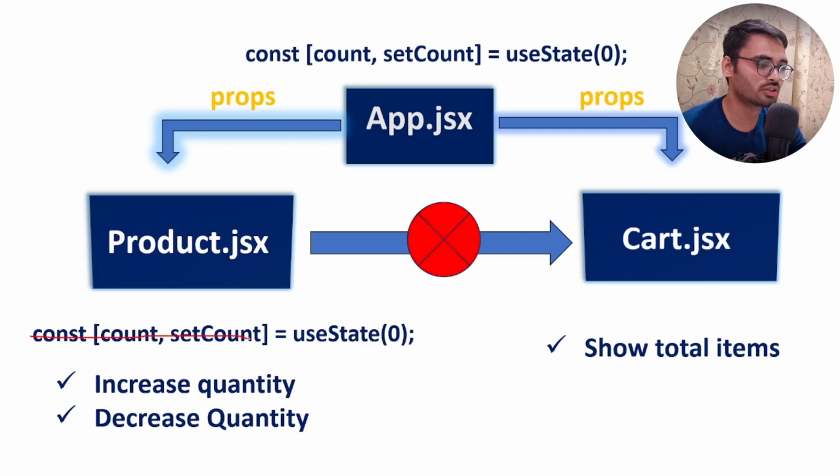So from here, we are going to remove it. Now, as we do this, the information will pass from app.jsx to the product component. We can pass the information to the card component also. The card component is just going to display the count, so it will get it from this variable.